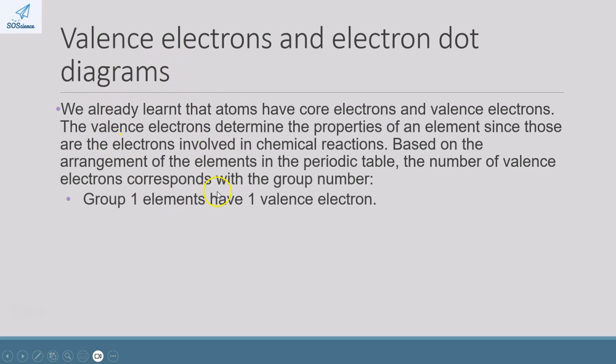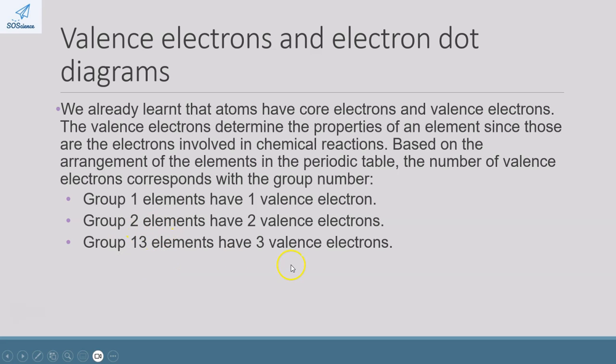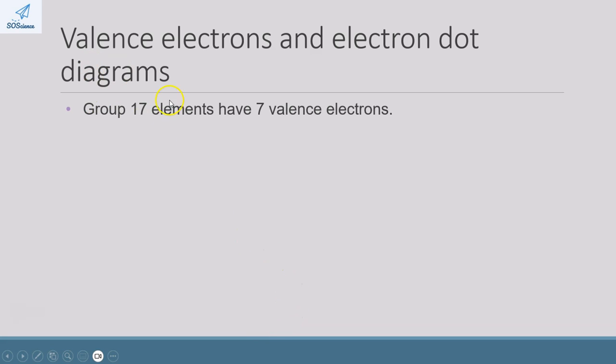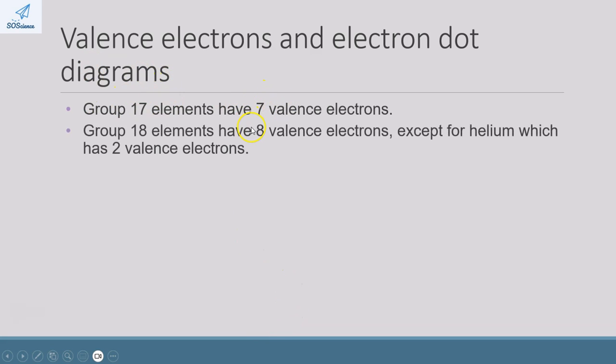So we know that group 1 elements have 1 valence electron. Group 2 elements have 2 valence electrons. Group 13 elements have 3 valence electrons, because remember we skipped the D block. Group 14 elements have 4 valence electrons. Group 15 elements have 5 valence electrons. Group 16 elements have 6 valence electrons. Group 17 elements have 7 valence electrons. And our group 18 elements are the noble gases. They have a full outer energy level with 8 valence electrons, while helium has 2 valence electrons.